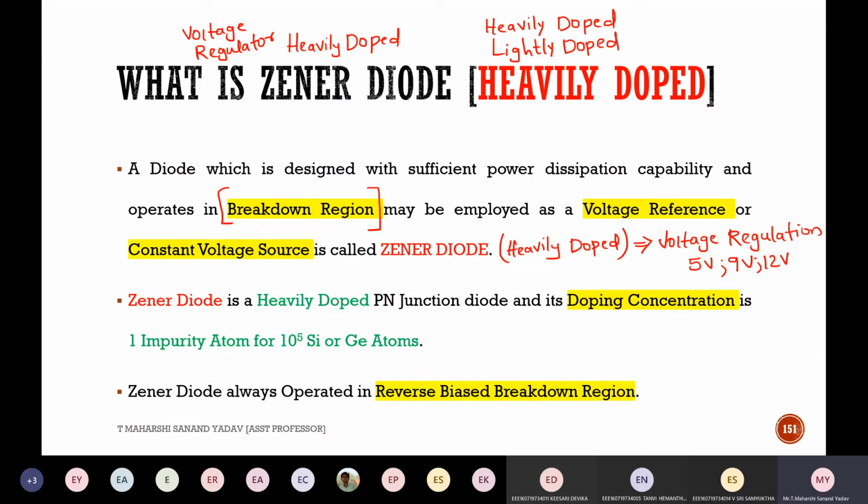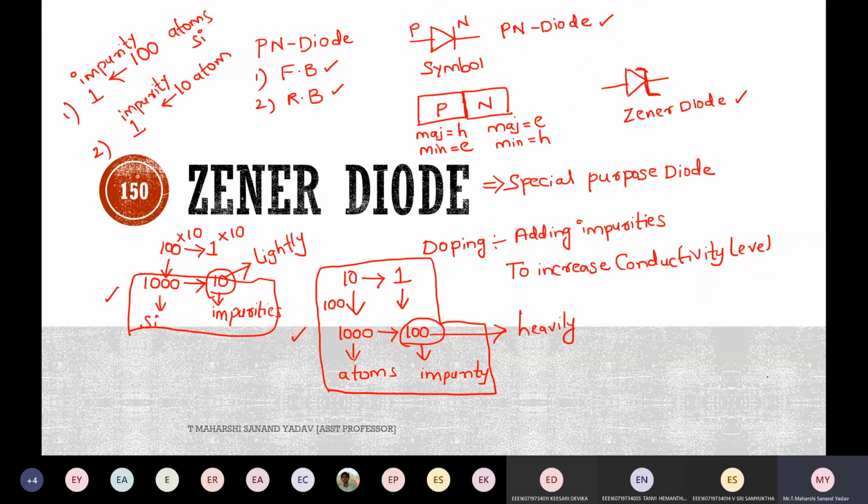So as you know, a Zener diode is a heavily doped PN junction diode. So as I told you about doping, for every 10 silicon atoms, 1 impurity, or else for every 100 silicon atoms, 1 impurity. By using these two cases, you can identify whether it is lightly doped or heavily doped. Better you can write this here. This is case number 1, this is case number 2. If there are 100 silicon or germanium atoms present, for every 100 atoms I am trying to add 1 impurity. And here for every 10 atoms, I am adding 1 impurity.